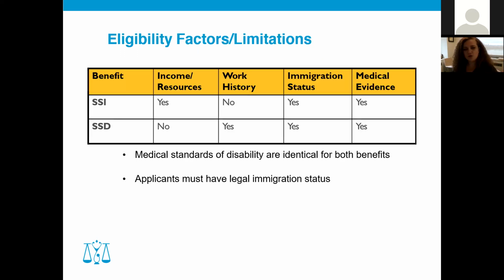A little chart to make it a little clearer. There is an income and resource test for SSI, and there isn't one for SSD. Work history is not required for SSI, and it is for SSD. But immigration status and medical evidence of disability are basically the same for both benefits. So that is where we're going to lean into and focus on today.